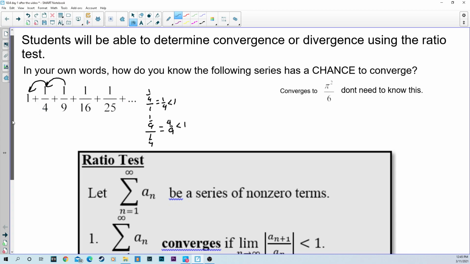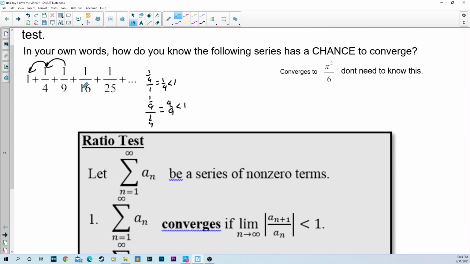And that's really what the ratio test says. It says if you take a sub n plus 1, the second term, and divide by the first term, as long as that's less than 1, you have a convergent series.